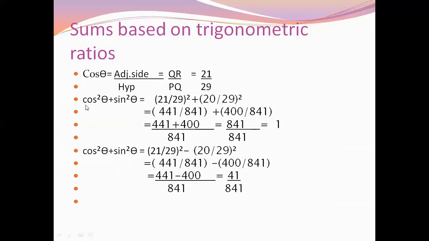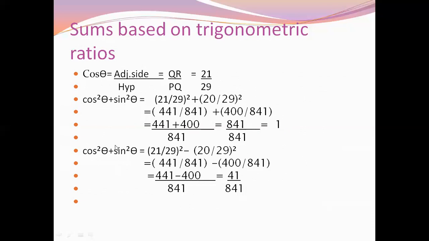This is actually one of the identities of trigonometric ratios that you will use in further sessions. You will be using this, cos square theta plus sin square theta, which is one of the identities. Its value is always 1. Anyhow, here we also got it as 1.